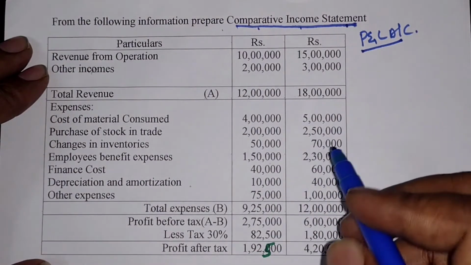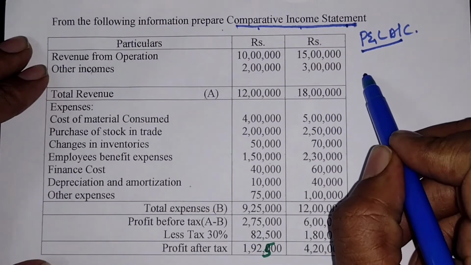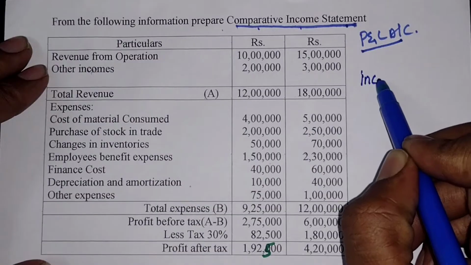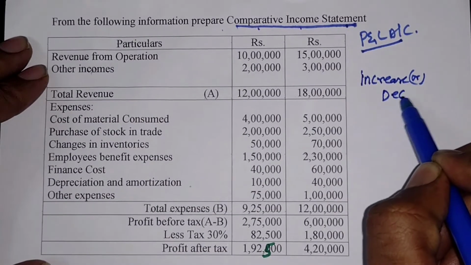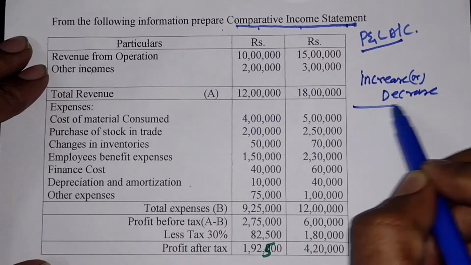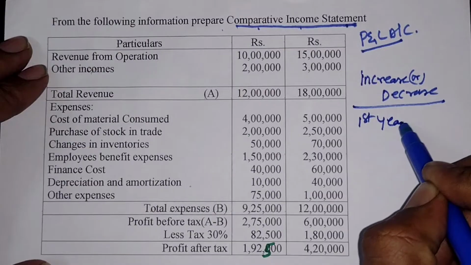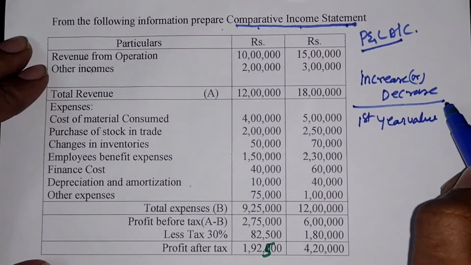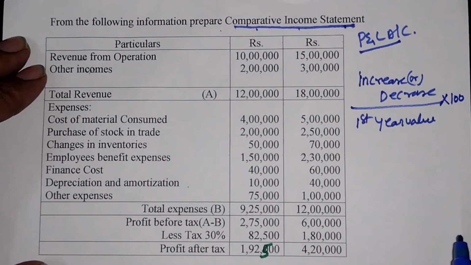The formula for this comparative income statement is increase or decrease, whole divided by first year value, should be multiplied by 100, that is to be converted in terms of percentage. What is this increase or decrease?